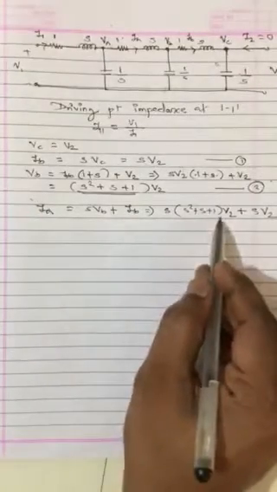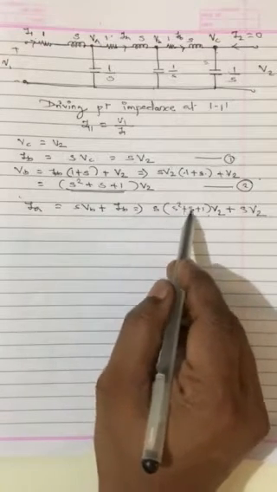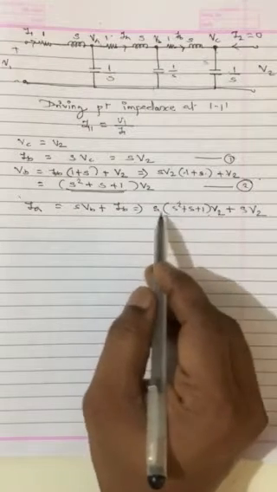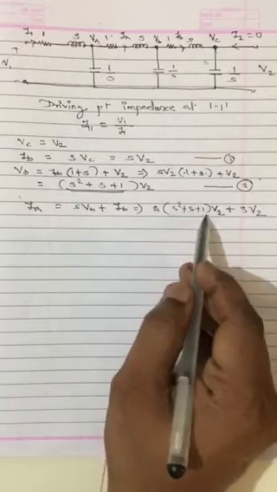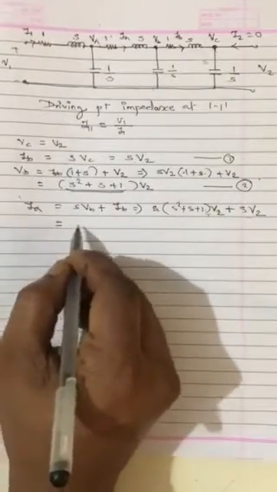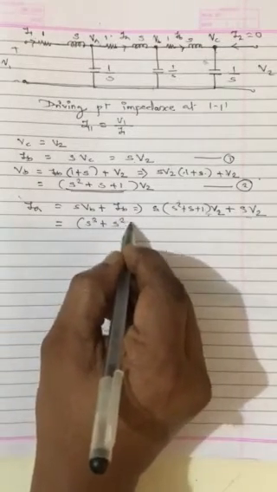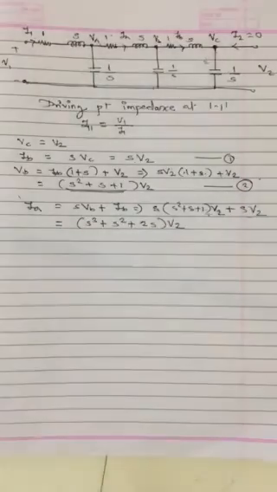Okay, so we were solving IA. Now we'll open this bracket, so it will become s cube plus s square plus s. Okay, so V2 will be multiplied: s cube V2, s square V2 plus s V2. So s V2 plus s V2 is 2s V2. So what will be the final equation for IA? It will be (s cube plus s square plus 2s) into V2, right?